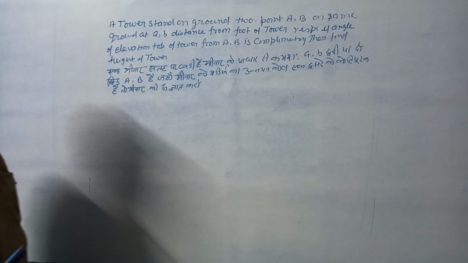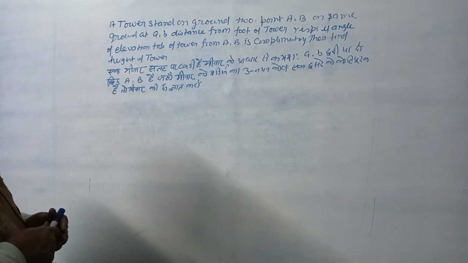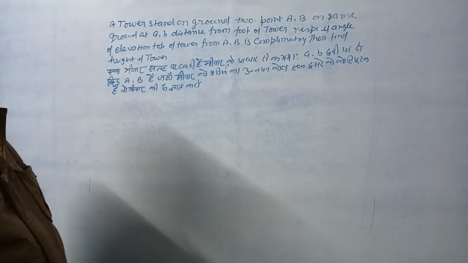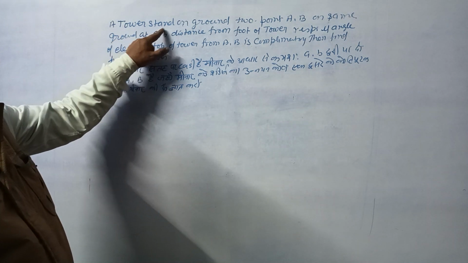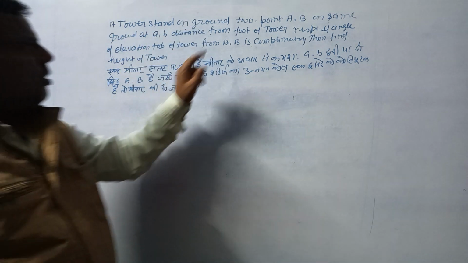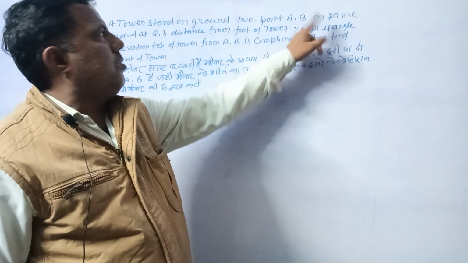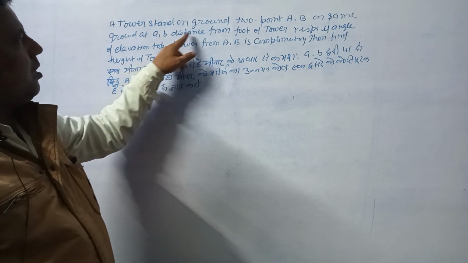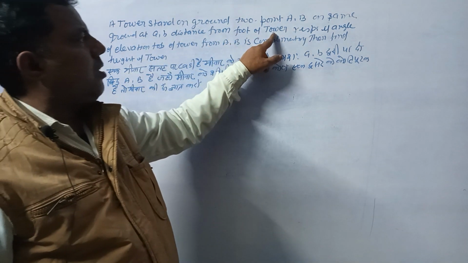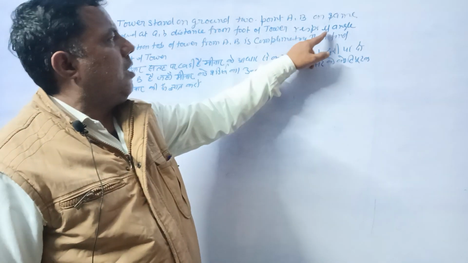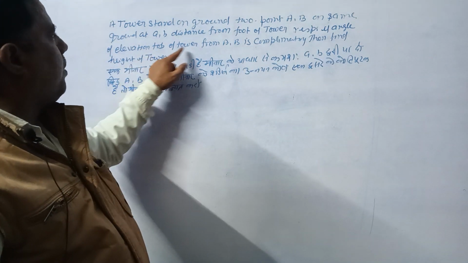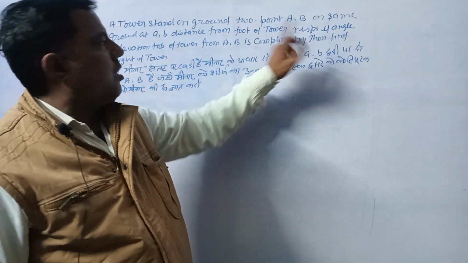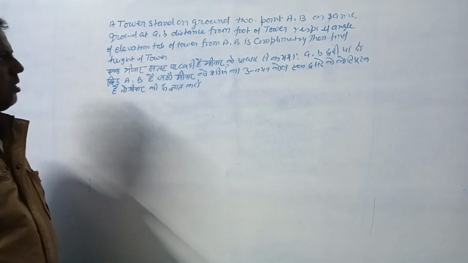In this video, we discuss a question based on height and distance. A tower stands on the ground. Two points A and B are on the same ground at distances a and b from the foot of the tower respectively. If the angles of elevation of the top of the tower from A and B are complementary, then find the height of the tower.